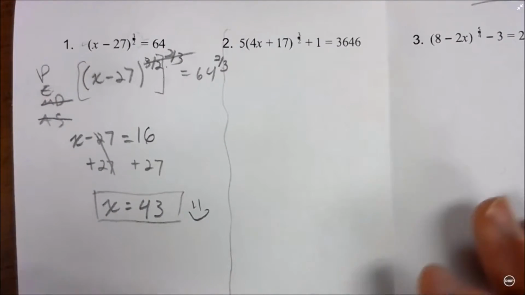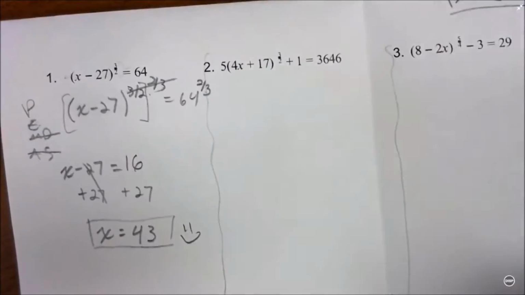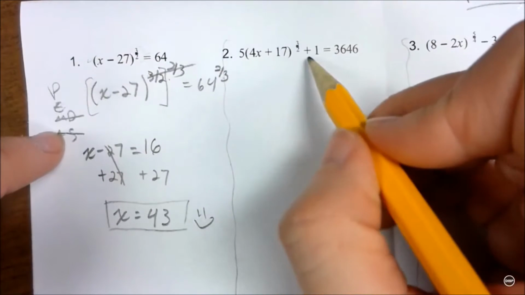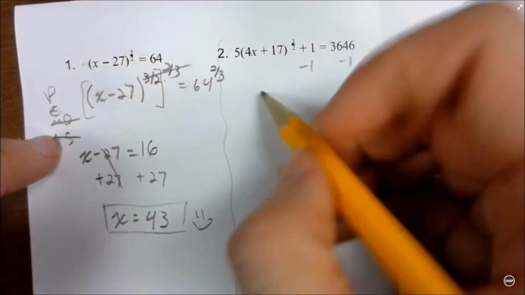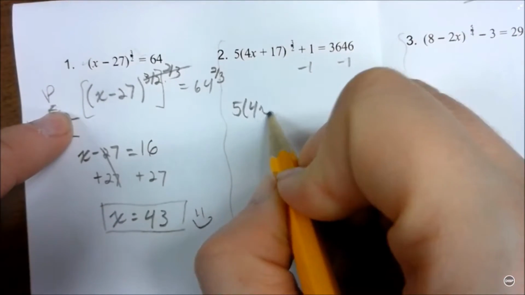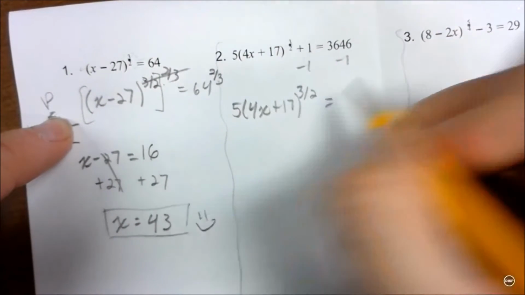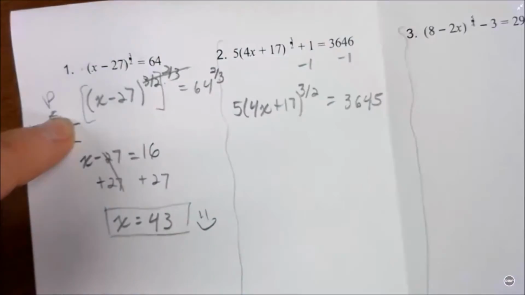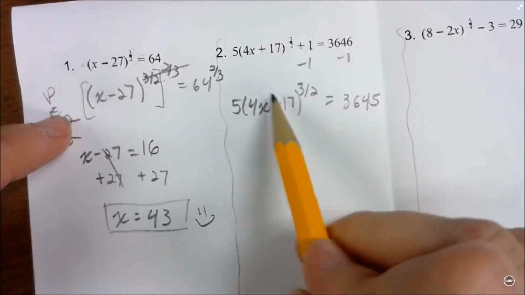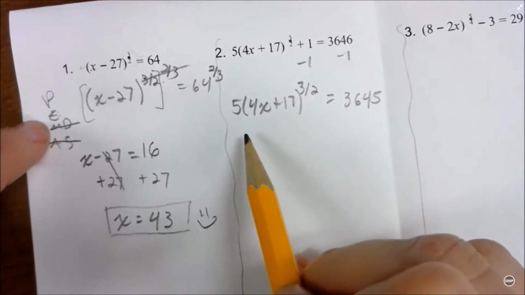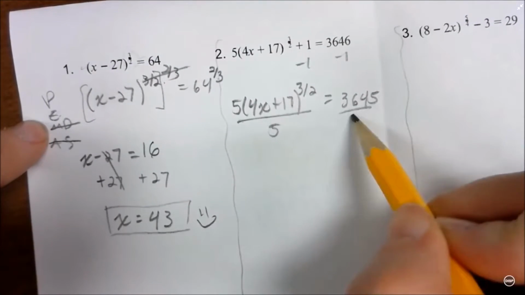Okay, number 2. Again, I want to do reverse PEMDAS. So can I add or subtract anything outside parentheses? I sure can. I can subtract 1. And in case you can't read that, that's 3 over 2 again. Okay. So there's nothing else I can cancel with addition or subtraction that is outside the parentheses. So I'm going to move on to multiply and divide. And I can cancel that times 5 by dividing by 5. So I'm going to do that.